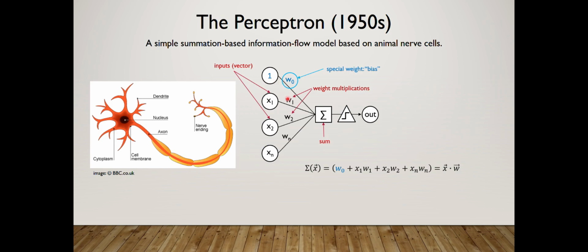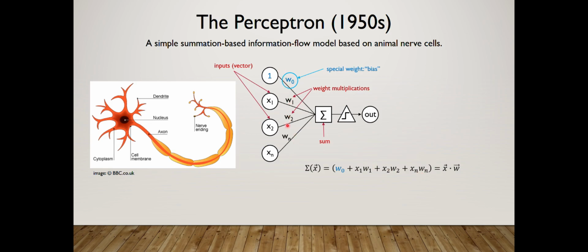So when we're done with these multiplications here, we sum it all up. So basically there's this function here, the summation function, and it looks like this. This is just what I just said: w0 times 1, x1 gets multiplied with w1, and so on and so forth.